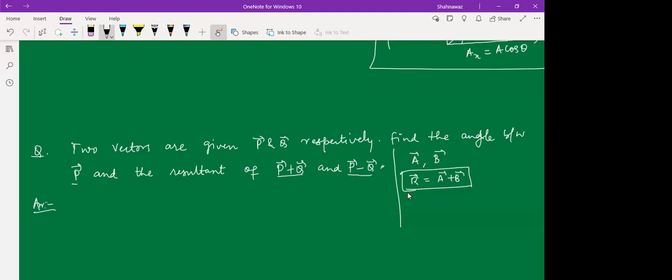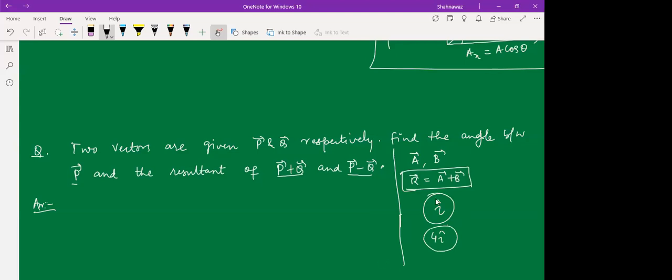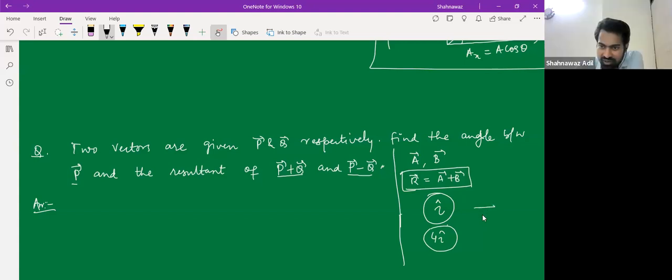But how can we find the angle between the resultant and P? That's interesting. Okay, let me give you another hint. Let's say I have a vector I hat, and I have a vector 4I hat. What is the angle between I hat and 4I hat? 0? Yes, this is I and this is 4I. So did you get the idea?